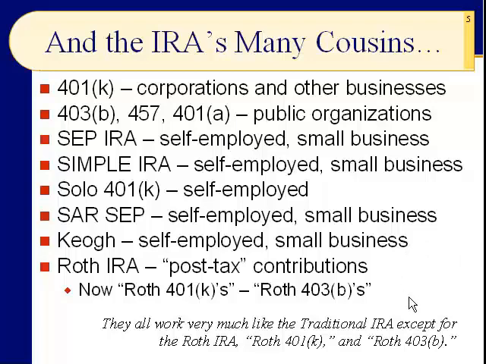They all work very much like the traditional IRA, where you put money in now, you get a tax break now, and then later on in retirement you take the money out and then you're taxed. Except for the Roth, which, as we said, does not give you a tax break now, but gives you a tax break later, and the Roth 401k, the Roth 403b, which, they're not really called that, but they're simply a 401k, a 403b, with the ability to put in post-tax dollars, dollars that you've already been taxed on.